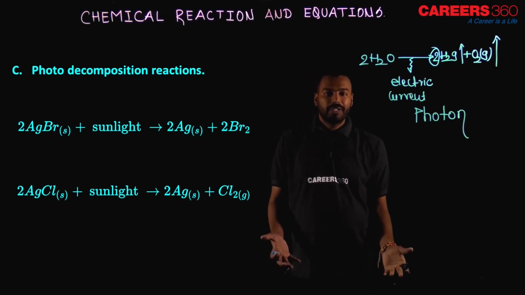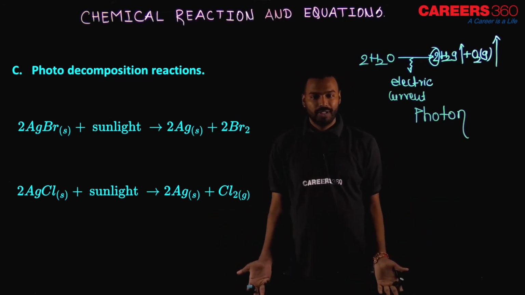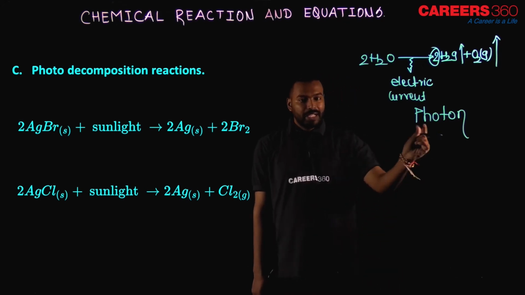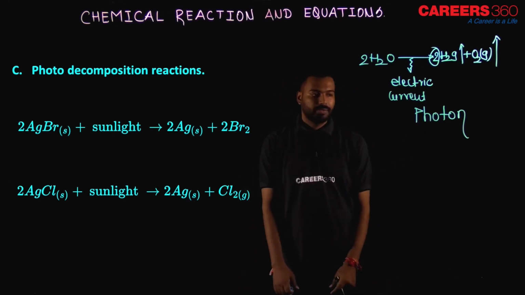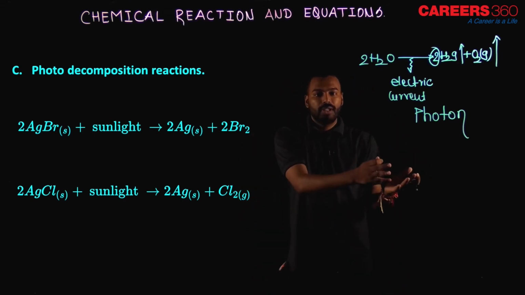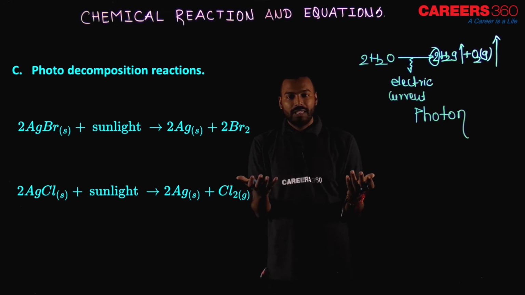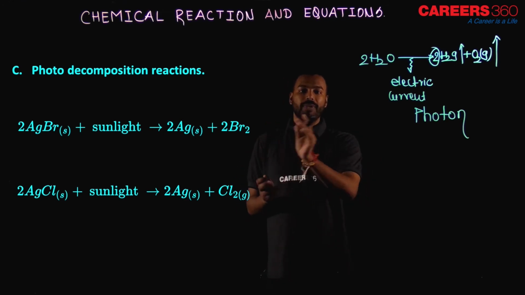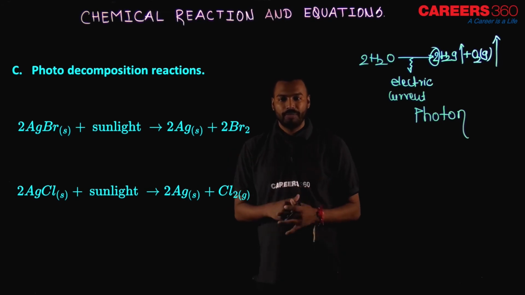Which kind of packet? Which kind of energy? So many types of energy are there. Okay, so it is a kind of light energy. If a light energy packet comes, that is photon. And if with the help of this photon you break any compound, then this type of breaking or decomposition is called photochemical decomposition reaction or photodecomposition.